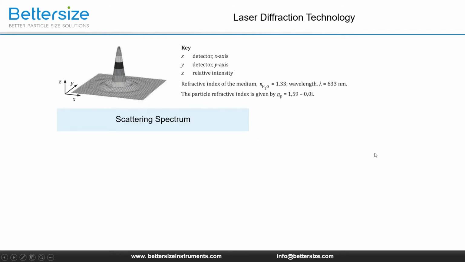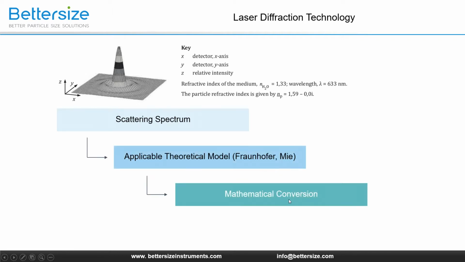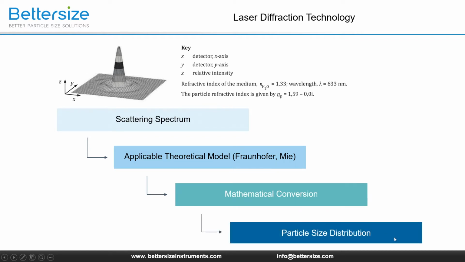How do we record the scattering diagram? With the help of photoelectrical detectors installed at the focal plane, light signals can be recorded and translated to electric signal. Then, by applying the rigorous Mie scattering theory to the data and mathematical conversion by specialized software, the particle size distribution of a sample can be provided.